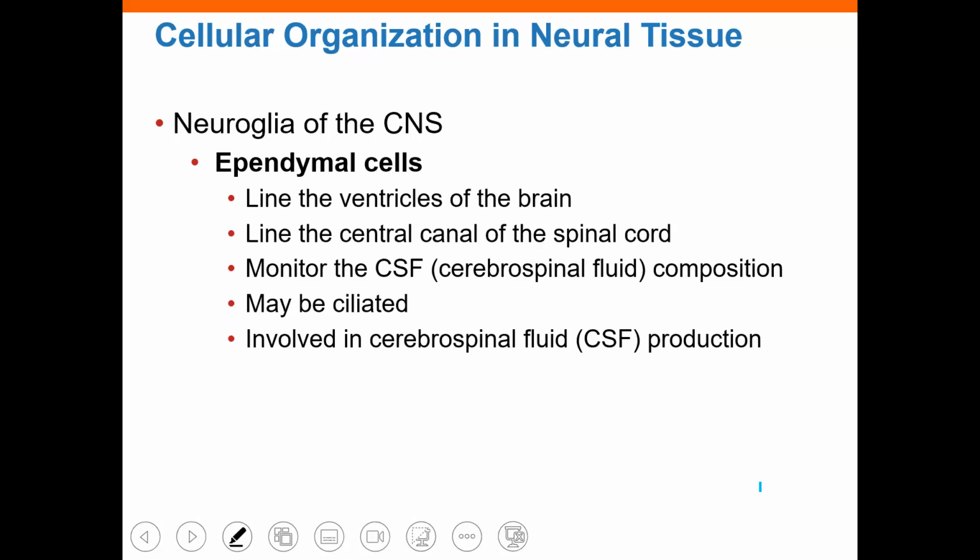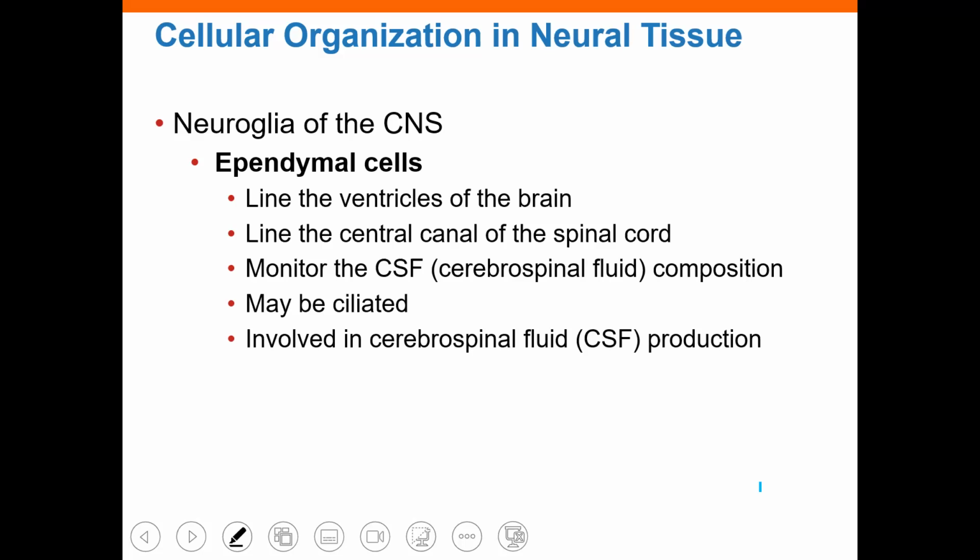So our ependymal cells are next on the list. These line the ventricles, or the spaces in our brain. And these spaces, these ventricles, are filled with cerebrospinal fluid, which is that ultrafiltrate that bathes and nourishes our central nervous system. Okay, so it lines the central canal of the spinal cord, or this little hole, basically, for cerebrospinal fluid in the middle of our spinal cord.